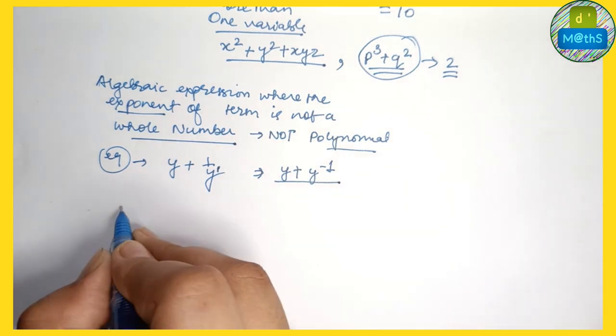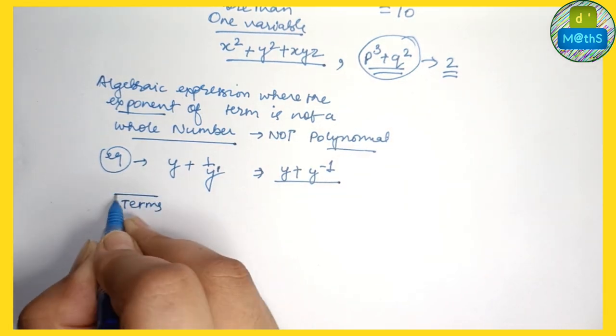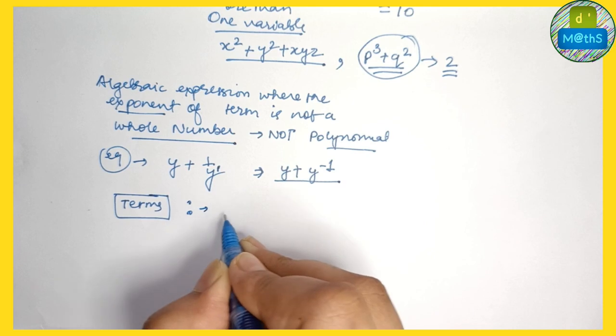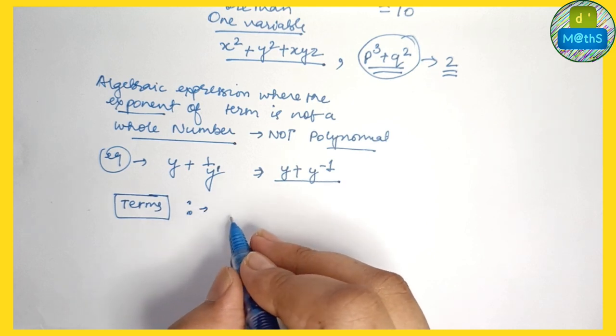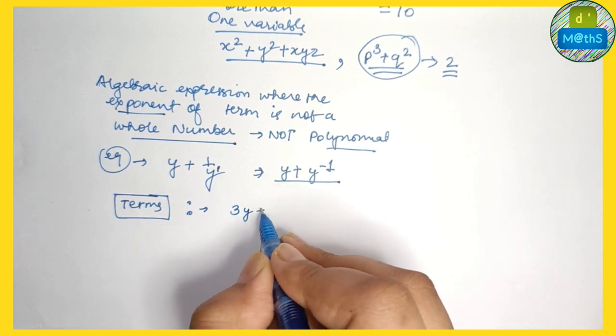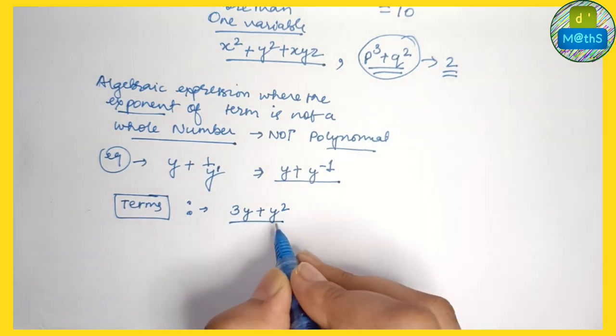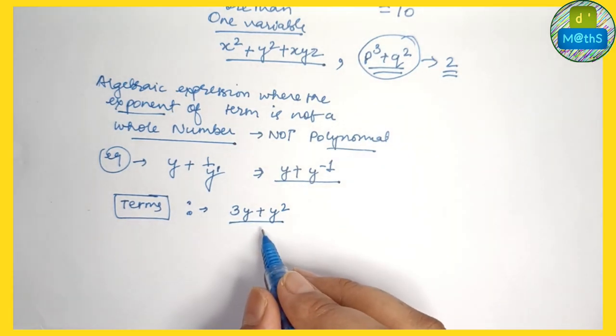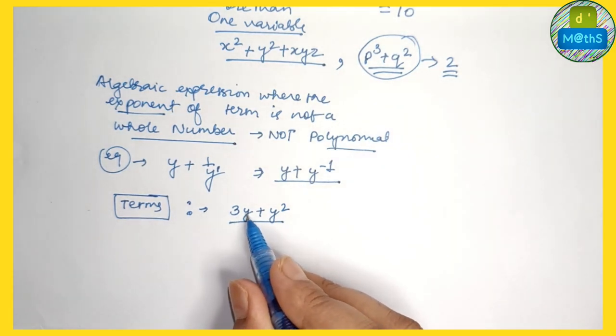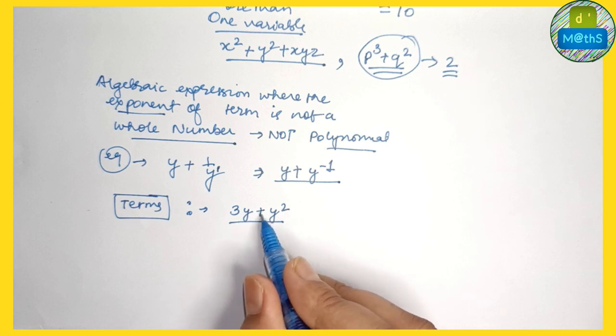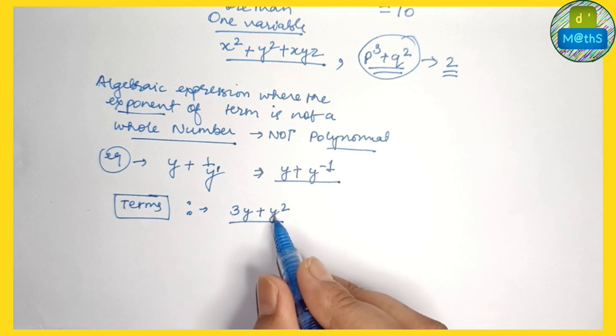Now moving to your next concept, that is, what are terms? What are terms, friends? Suppose an equation is given, 3y plus y square. In this equation, how many terms are there? There are 2 terms. One is 3y, another one is y square. Are you able to understand? So there are 2 terms.